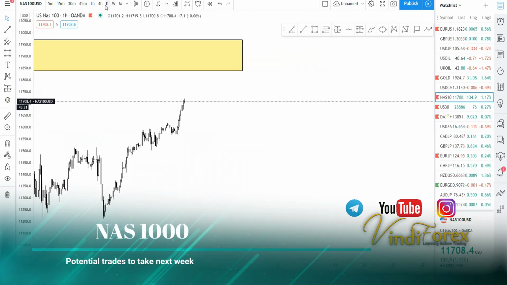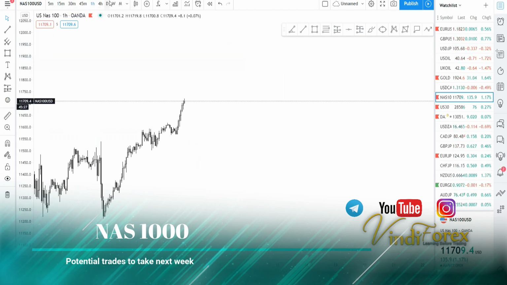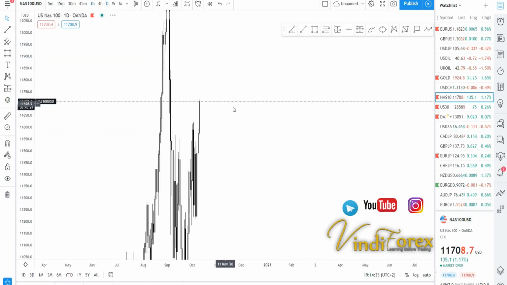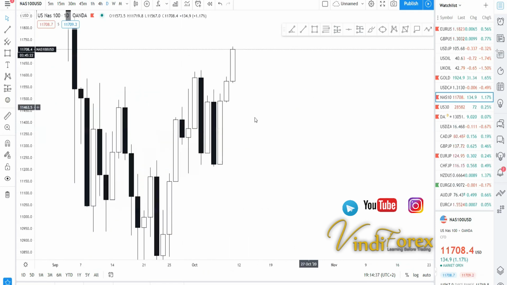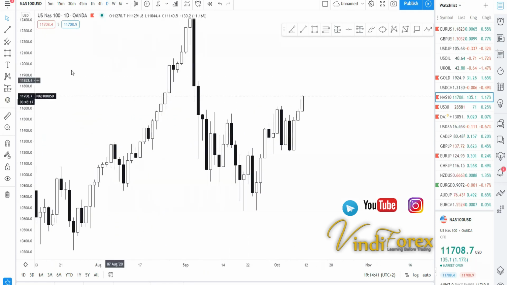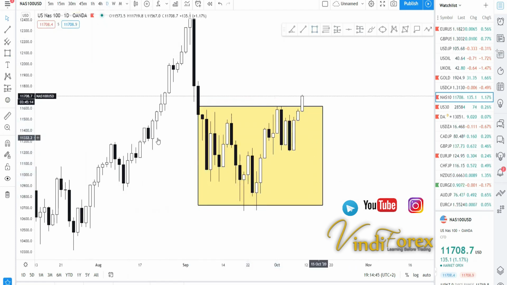So looking at NAS, let me just delete this zone. It finally broke out of the range that we're looking at, okay? It finally broke out of this whole area where it was stuck for the past couple of weeks. It was stuck here, but today we've seen it breaking out of that particular structure right there.